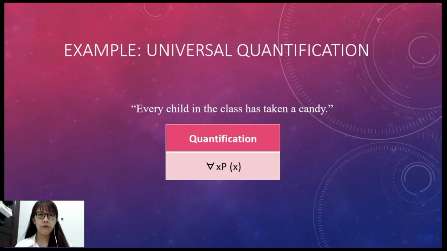For example, the statement of universal quantification is "every child in the class has taken a candy", where P of s is the statement "s has taken a candy" and the domain consists of the children in the class. The negation of this statement is "it is not the case that every child in the class has taken a candy". This is equivalent to "there is a child in the class who has not taken a candy".